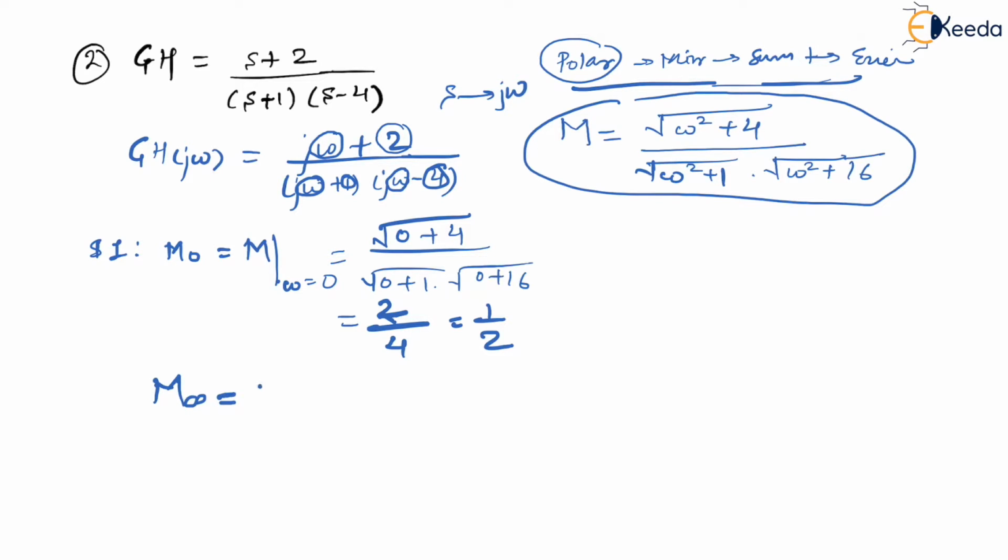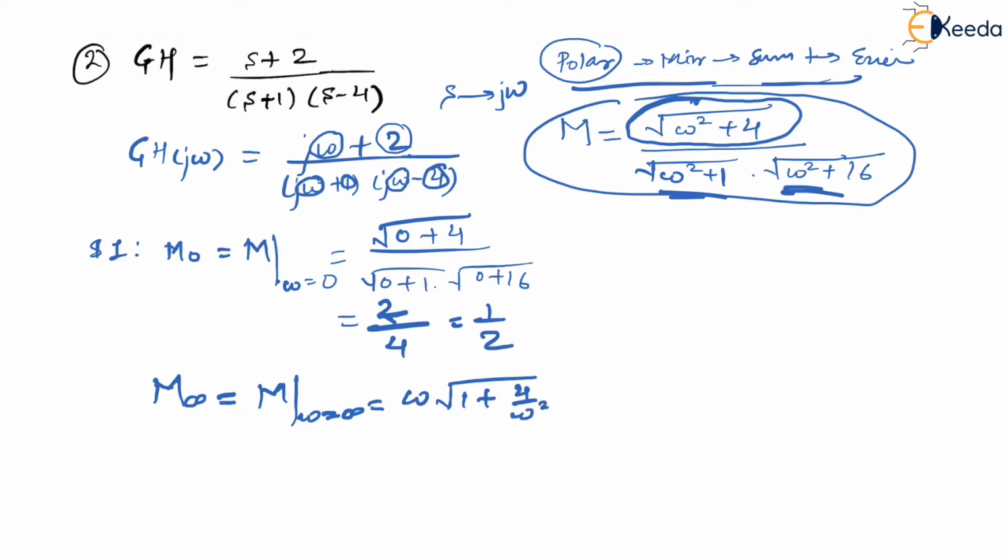Now what about M infinity? M infinity is what? Magnitude at omega equal to infinity. How do you do that? Yes, so if you check out for this one, the denominator has more weight. Why? Because you have these two poles. If you don't understand it, we can do the same example. What we can do is we can take omega out from the numerator as well as from the denominator. So from the numerator, if I try to take that omega out, what do I get? I get omega into under root of 1 plus 4 by omega square. Is that right? We have already done these things, right?